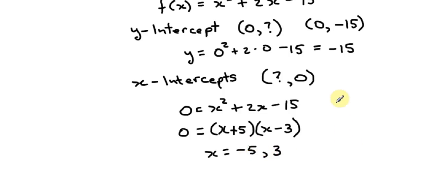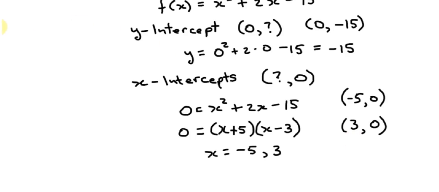So keep in mind, here's what my x-intercepts actually look like. They are the points negative 5, 0, and the point 3, 0. Okay, so those are some pretty important characteristics about this graph.